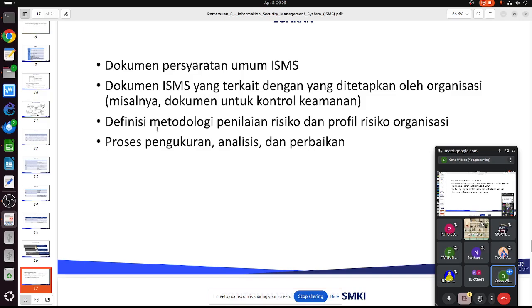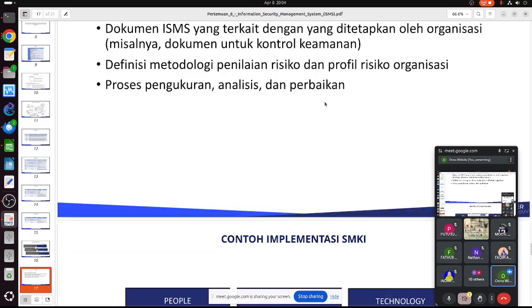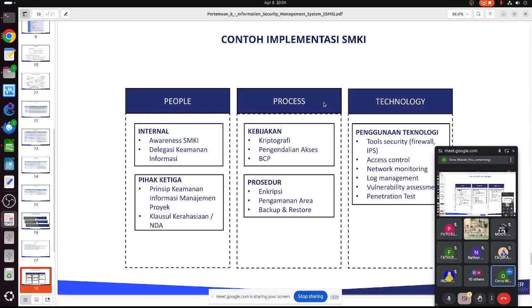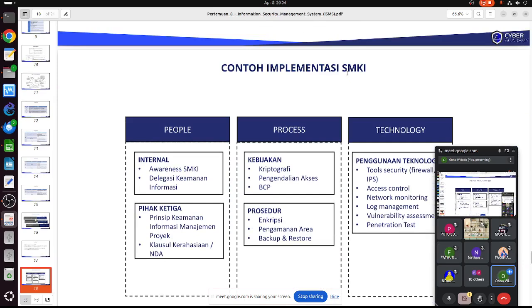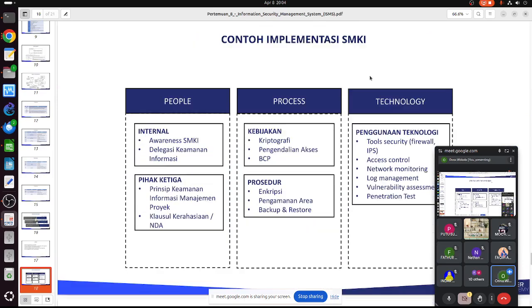and then we need to define the method to do risk assessment and profiling risk of the organization, and then we need to always measure, analyze, and act on any problem in the security. So this is the example of ISO 27000 for the people.